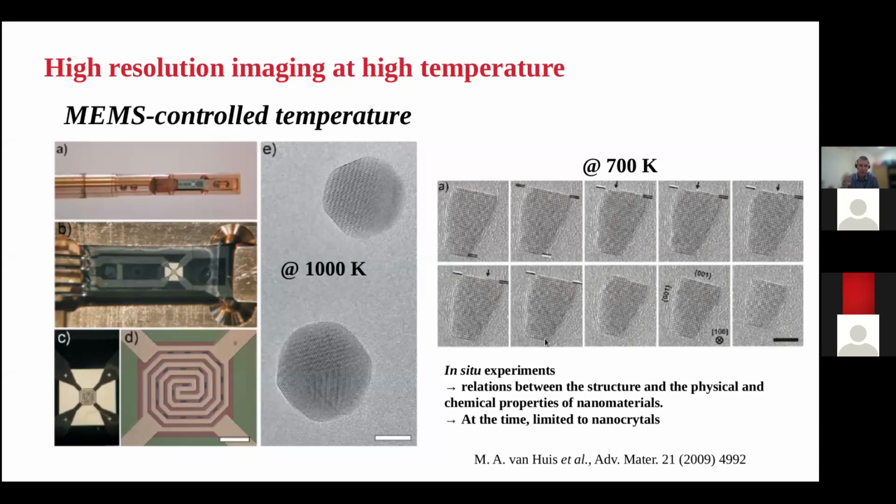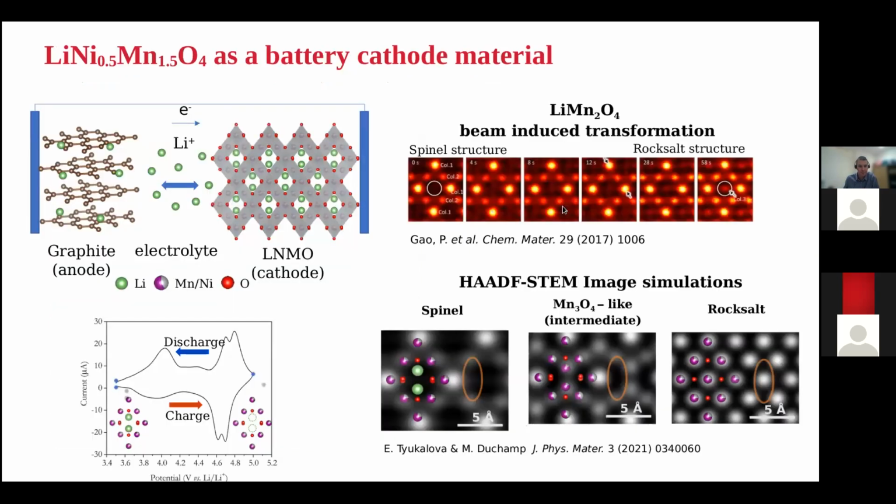We use the same technology in our holder, but instead of focusing on the high temperature range, we now try to go to the lower temperature range to study some different phenomena. First, I will start with LNMO cathode material, which could be used in the lithium-ion batteries that we have in our portable devices.